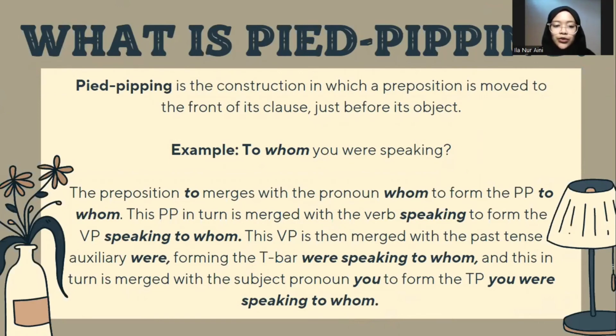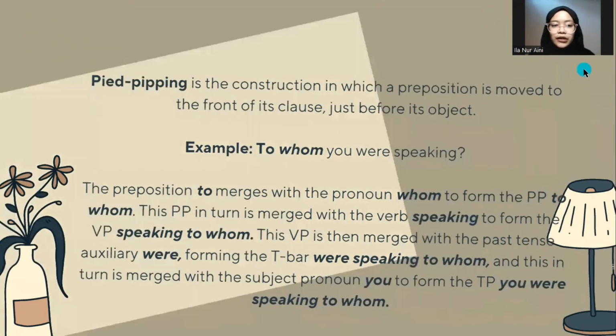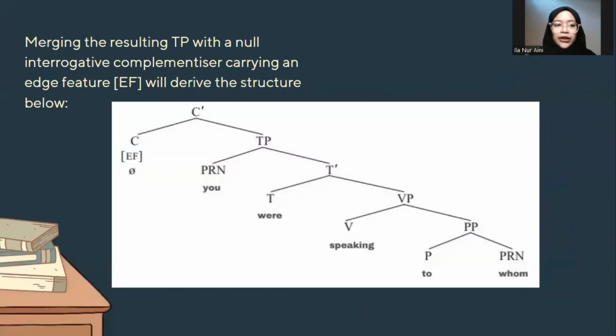The preposition to merges with the pronoun whom to form the PP to whom. This PP in turn is merged with the verb speaking to form the VP speaking to whom. This VP is then merged with the past tense auxiliary word, forming the T bar are speaking to whom, and this in turn is merged with the subject pronoun you to form the TP you are speaking to whom. Merging the resulting TP with a null interrogative complementizer carrying an H feature or EF will derive the structure below.